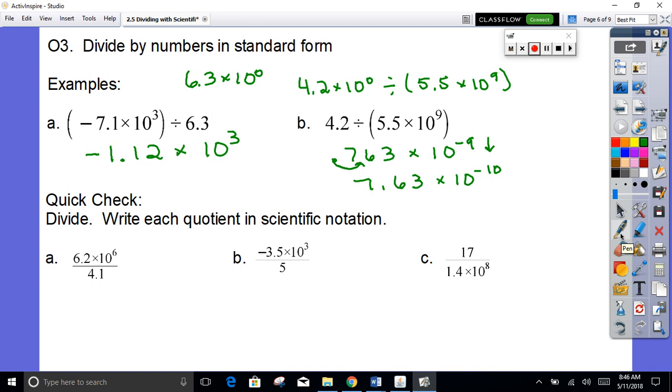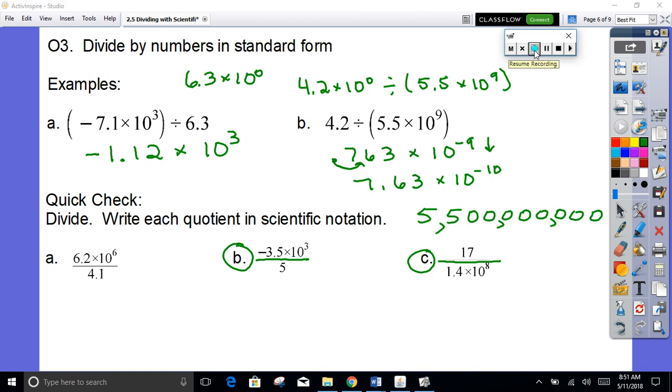Okay, I am going to have you do only 2 of these because I know this is tedious. I want you to do B because that's taking scientific notation divided by a number in standard form. And I want you to do C, which is a number in standard form divided by scientific notation. Okay, and then we'll talk about those.